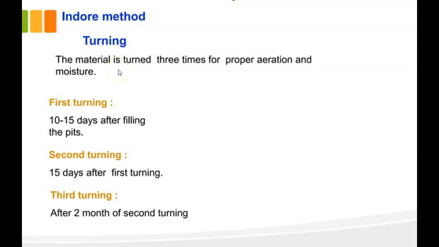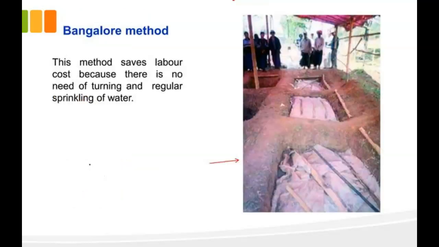For turning, the material is turned 3 times for proper aeration and moisture. The first turn you will do 10 to 15 days after filling the pit, then the second turn will be 15 days after the first turning, and then the third turn will be 2 months after the second turning.